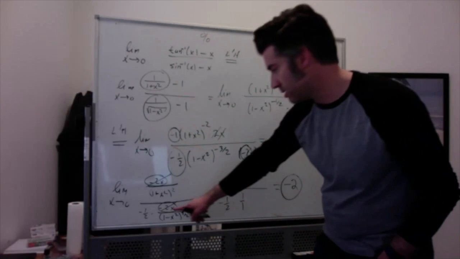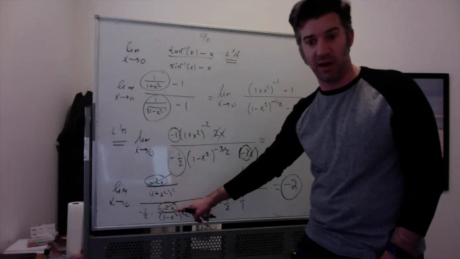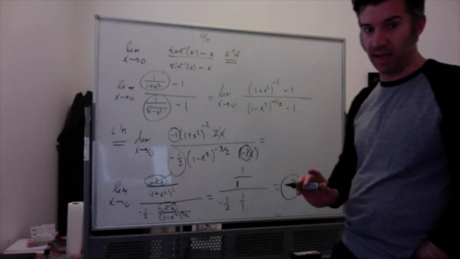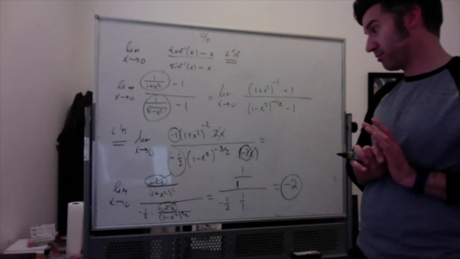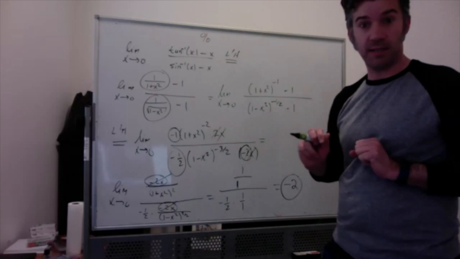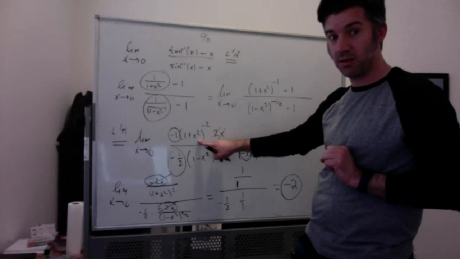No, but I canceled the negative 2x on top with the negative 2x on the bottom. So that's why I don't think I have a negative on top. So the 1 plus x squared to the negative 2 is not a negative? It's not. Oh, okay. Because when you plug in 0, what do you get?